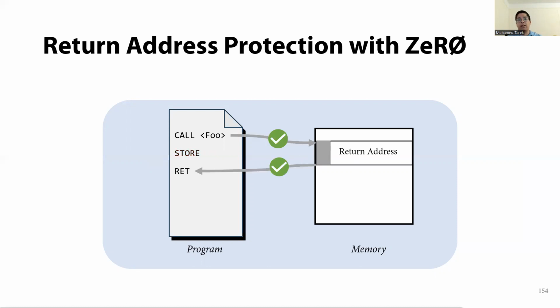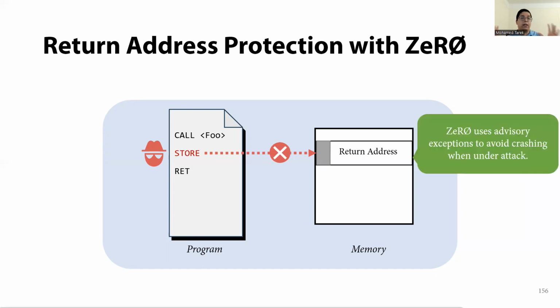To protect the return addresses, we simply tag every return address upon a call and verify the tag upon a return. If a store instruction is used to overwrite the return address, ZeRØ will reject this instruction to protect the return address. We also raise an advisory exception to notify the operating system, so it can log the attack for forensics without actually crashing the running process. This way, we achieve resilient operation under pointer integrity attacks.